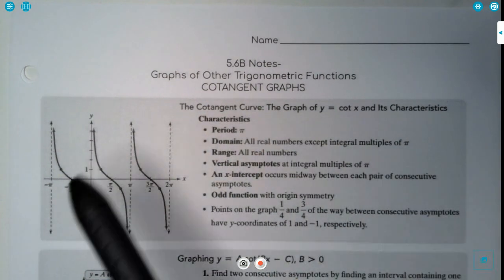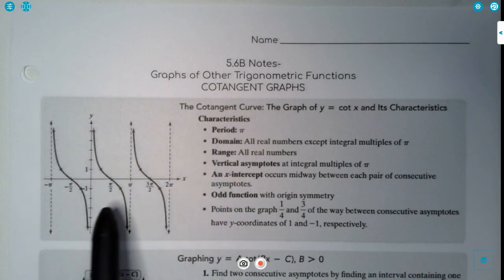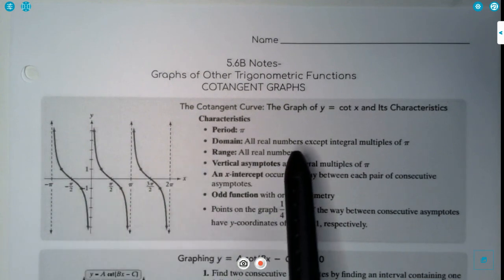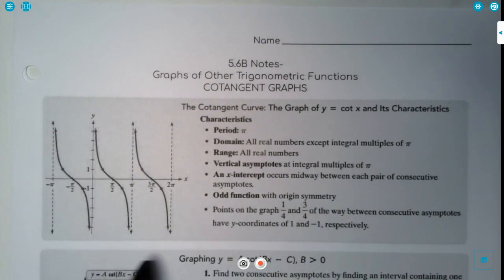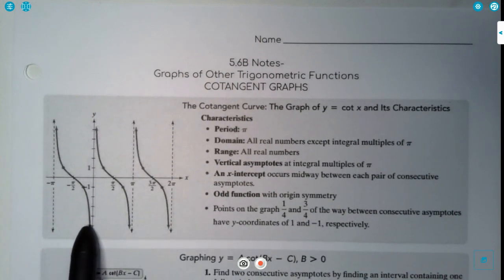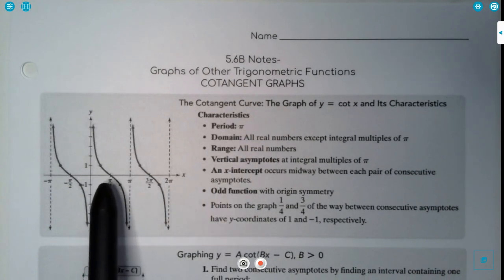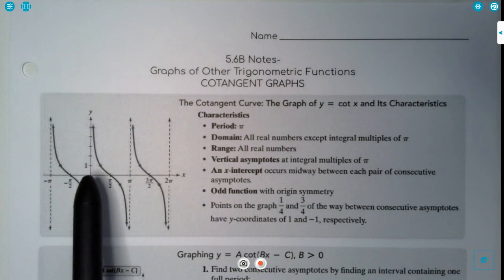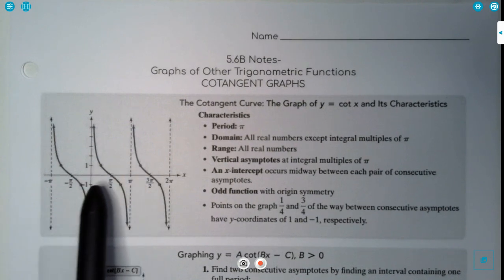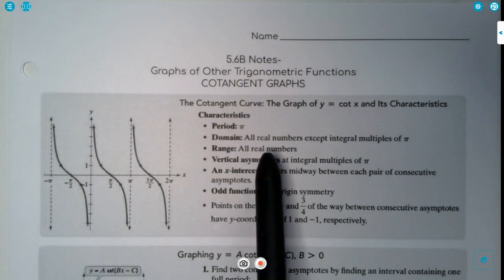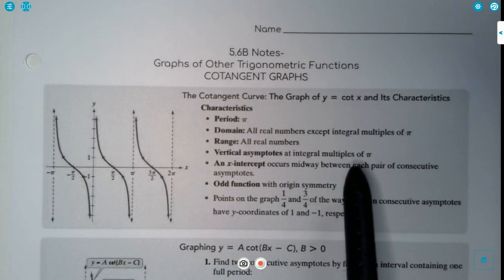The period of a cotangent graph is still pi, meaning every pi radians we have a vertical asymptote. Domain is still all real numbers except for those integral multiples of pi. So every multiple of pi. Oh, I also lied. They go from 0 to pi instead of like -pi/2 to pi/2. So the interval is a little bit different to start. Your range is still all real numbers. Vertical asymptotes are at multiples of pi.